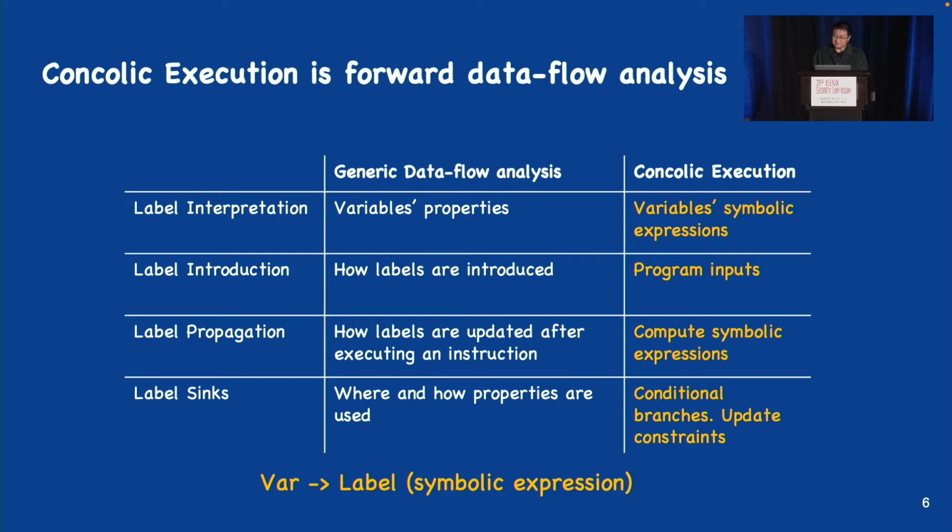It is easy to see that Concolic execution perfectly fits in this framework. Specifically, the label sources are just program inputs. The propagation rules just define how new symbolic expressions are constructed based on the semantics of each instruction. The label sinks are just conditional branches where we update the path constraints.